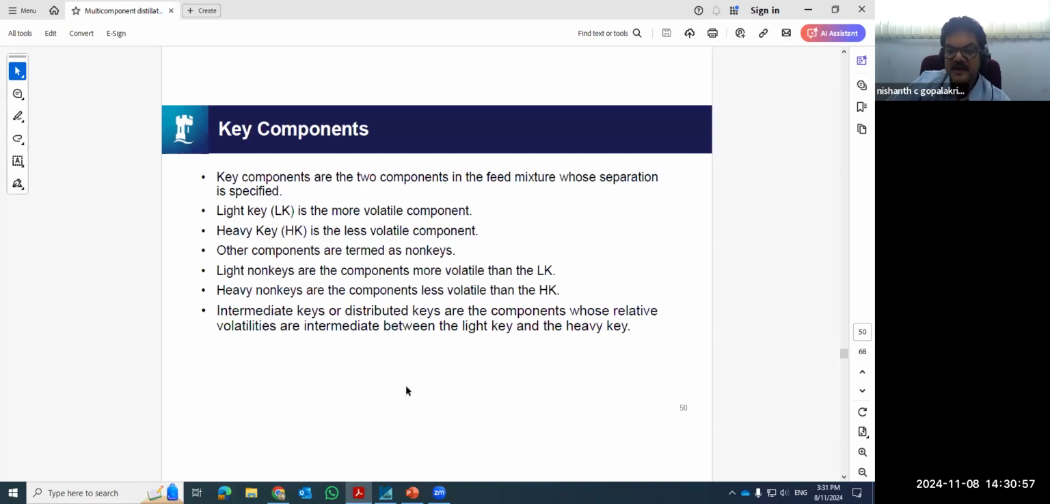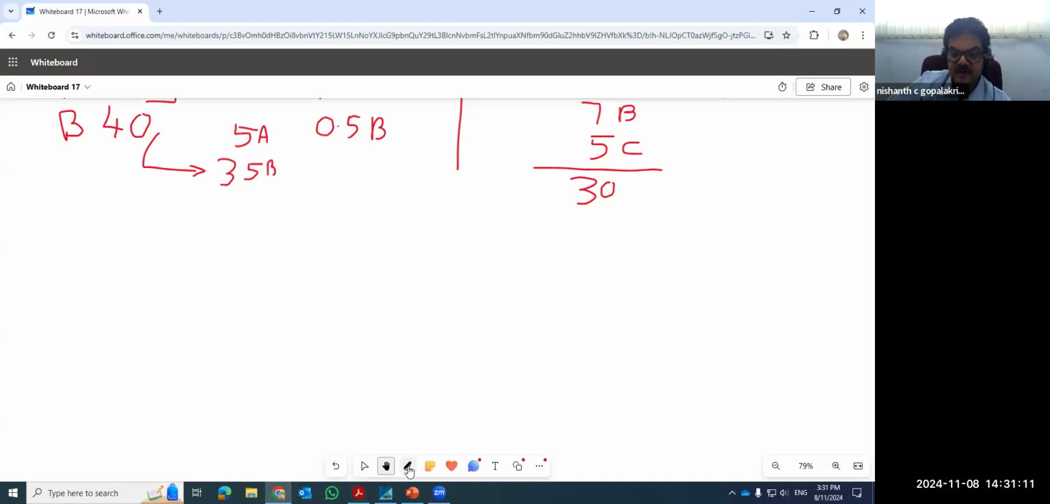So the key component concept is like this. Suppose you have a mixture and you want to separate it into distillate and bottom. Let's say in the mixture you have 5 components: A, B, C, D, and E. Let's say they have boiling points, and here I write the boiling point in degrees Celsius. Okay.